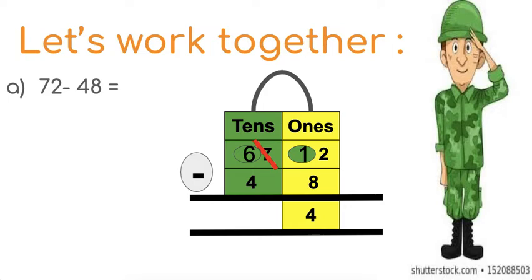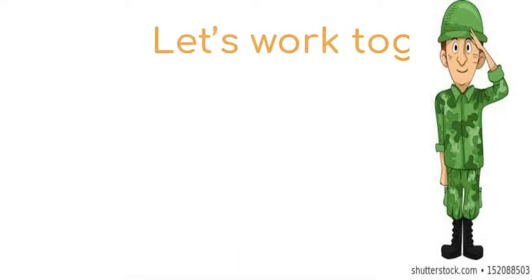Then I jump next door and I say, tens, your sum is 6 take away 4 is 2, which is 20. 24 is my answer. Good job. Let's do another one.